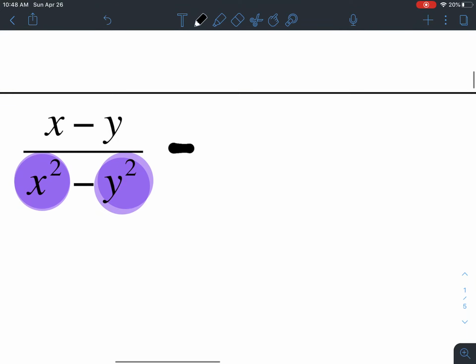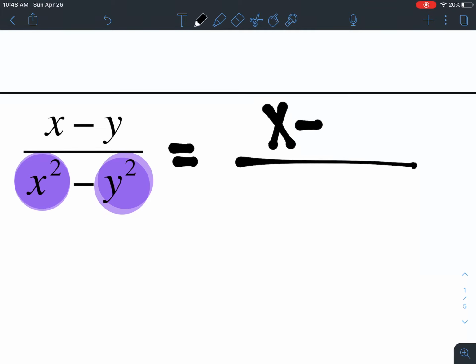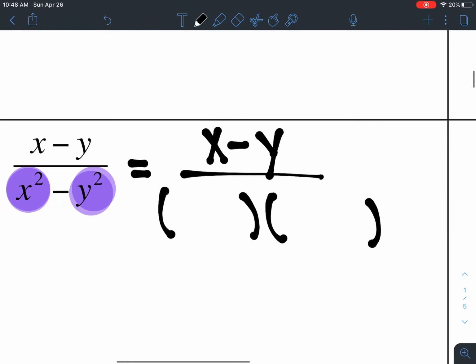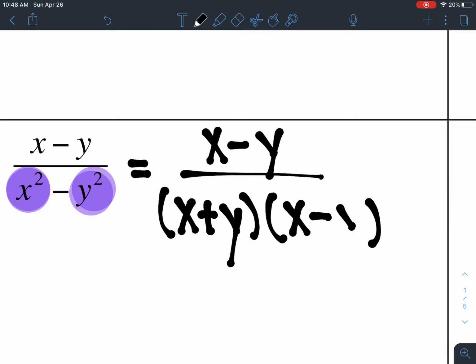So what we're going to do to factor this, and once again, you guys should have learned this in algebra, is keep the x minus y on top. But for difference of squares, the way that you factor it is I'm going to put my two sets of parentheses, and you're going to split up the perfect squares. So I'm going to put x here, and x here, plus, minus, and then the square root of y squared is obviously y, and the y and the y split up.